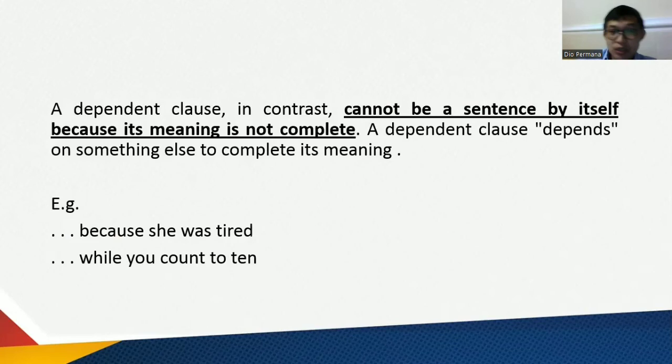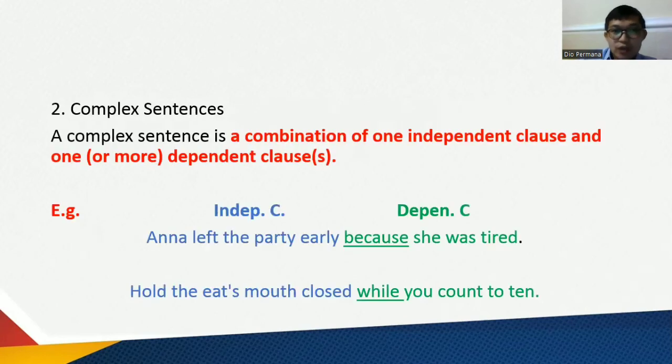In contrast with an independent clause, a dependent clause cannot be a sentence by itself because its meaning is not complete. Ini alasan kenapa disebut dependent. Karena ketika kita baca, kita belum tentu ngerti maknanya karena maknanya belum sempurna. "Because he was tired while you count to 10." This is an example of a dependent clause. It consists of a connector followed by a subject and verb. So we have complex sentences.